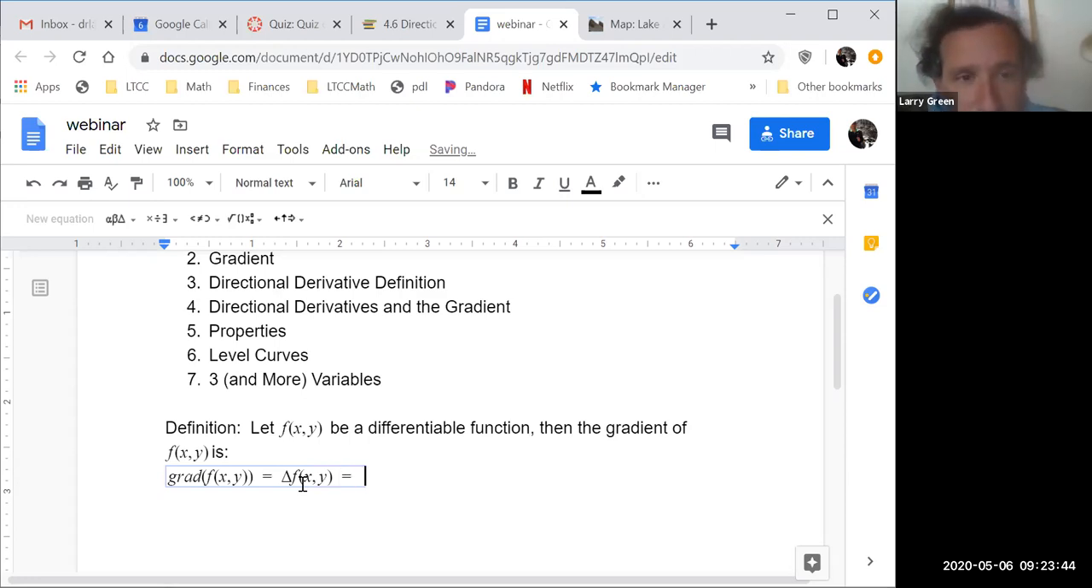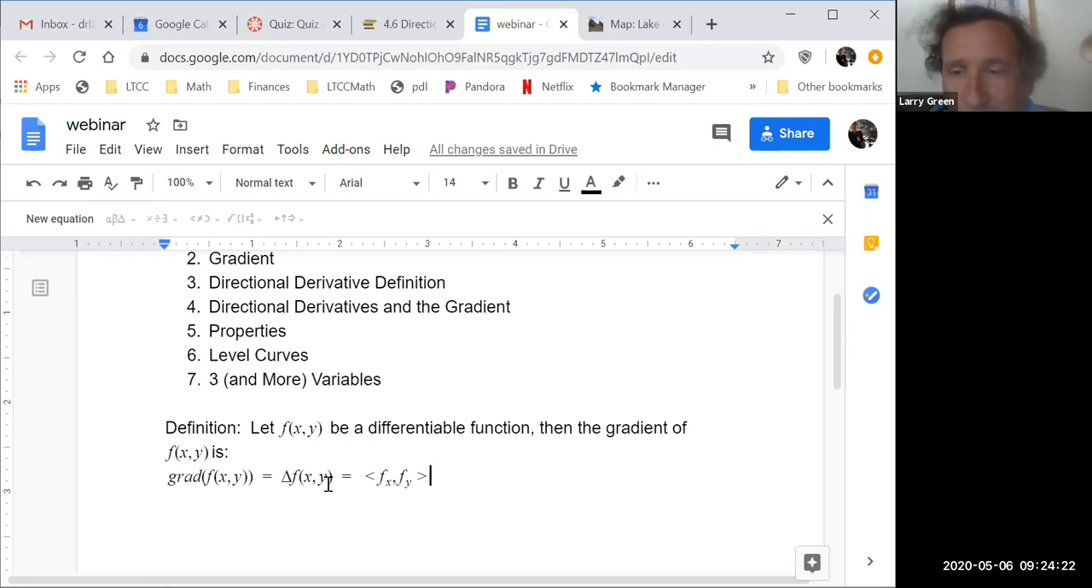is equal to, and again, as I mentioned, we've got to think about what we did earlier this quarter. And what we did is vectors. So it's going to be the vector f sub x, comma, f sub y. Okay, and again, this triangle, turn it upside down when you write it, because that's not how it really is.